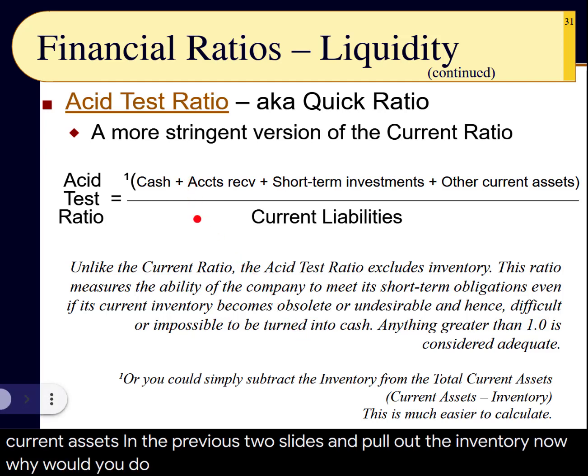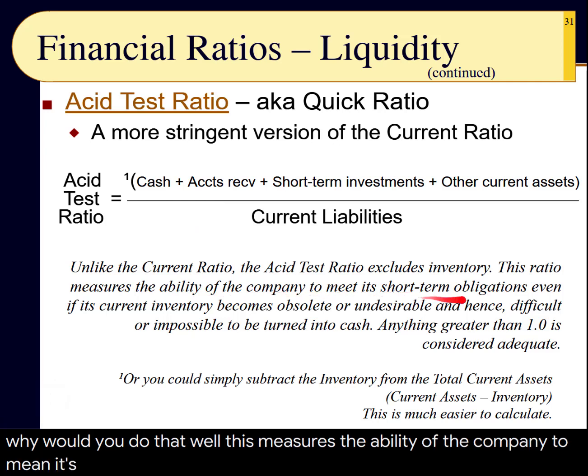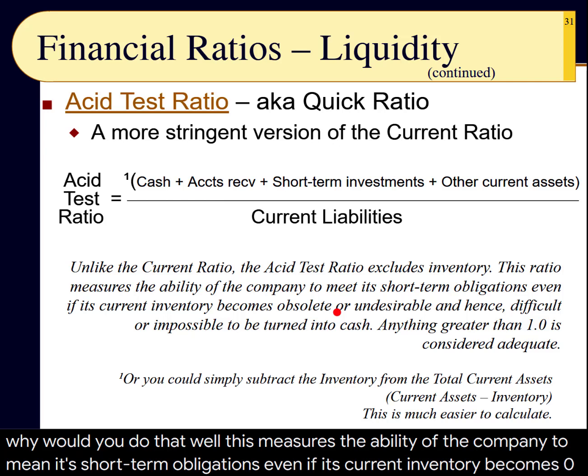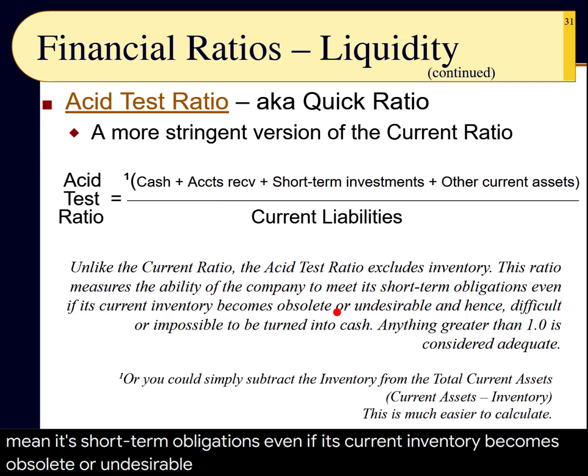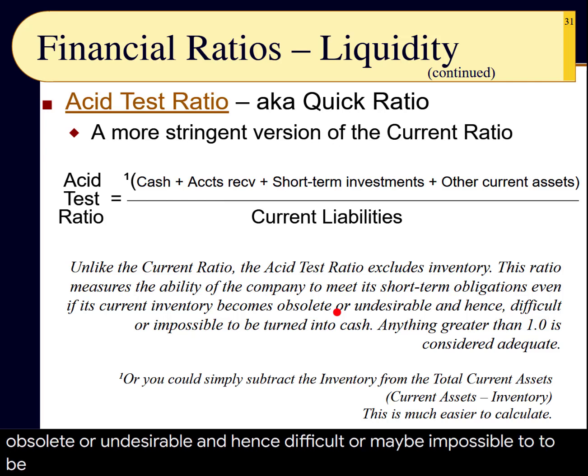Now, why would you do that? Well, this measures the ability of the company to meet its short-term obligations even if its current inventory becomes obsolete or undesirable, and hence difficult or maybe impossible to be turned into cash.